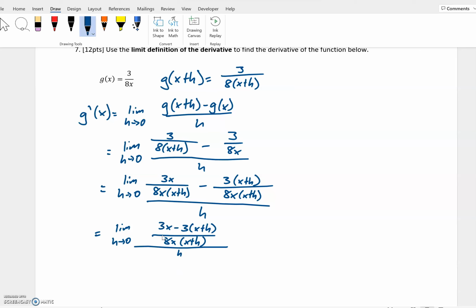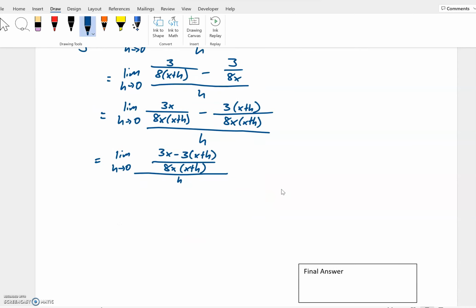Okay. At this stage, it's really tempting to cancel the x plus h, but x plus h is not a factor of the numerator here. So we have to keep going with our algebra. We've got to work through some of the pieces. So we're going to say limit as h goes to 0.